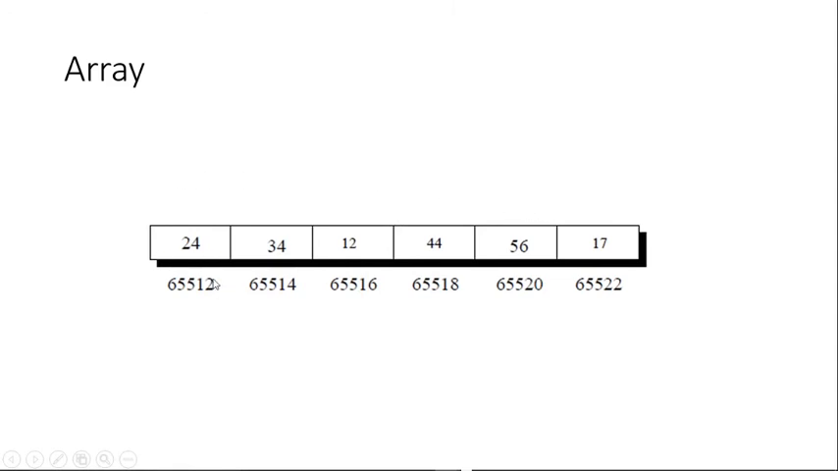Provided that every integer takes 2 bytes, that is given. It depends on the compiler, but we are assuming that every integer takes 2 bytes. So here 24 is taking 2 bytes, 34 is taking 2 bytes, 12 is taking 2 bytes, 44 is also taking 2 bytes, 56 2 bytes, and this is also 2 bytes.